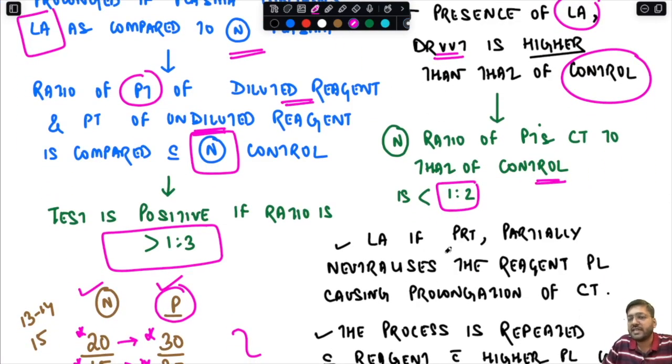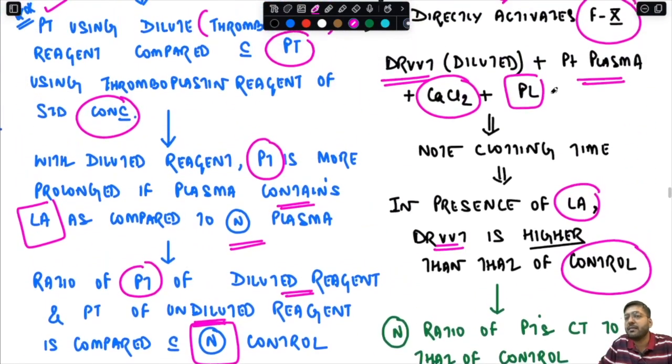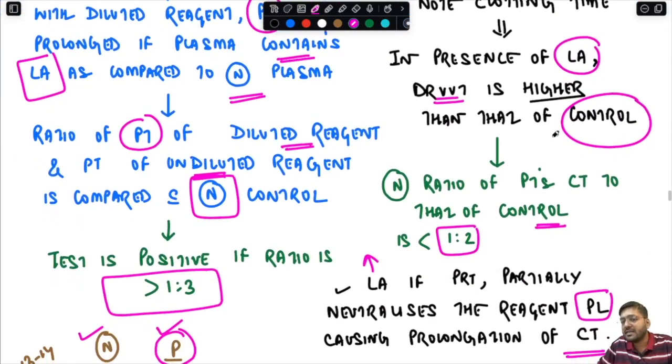Remember, lupus anticoagulant, if present, partially neutralizes the reagent phospholipid. Therefore, it causes prolongation of clotting time. As I told you, lupus anticoagulant is one of the anti-phospholipid antibodies, right? So if they are present in the patient's plasma, they inhibit the phospholipid. And once they inhibit the phospholipid, they prolong the clotting time.